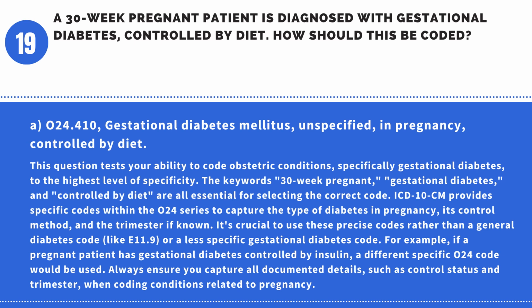For example, if a pregnant patient has gestational diabetes controlled by insulin, a different specific O24 code would be used. Always ensure you capture all documented details, such as control status and trimester, when coding conditions related to pregnancy.